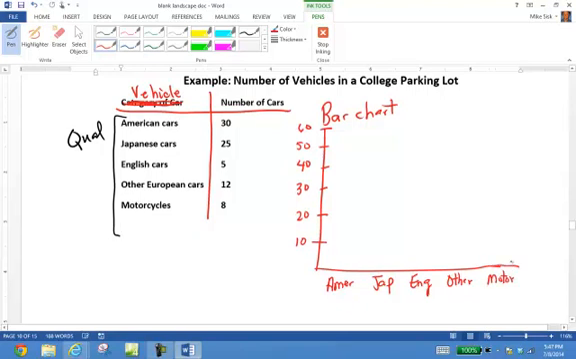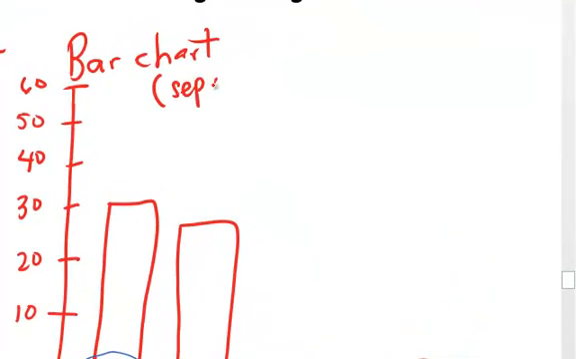Now, I want the bar for American to go up to 30, so I'm going to make a bar that actually surrounds the word American. Notice how very meticulous I am when I say this. Notice that the word American is sort of covering the bar right here. For Japanese, it's going to be 25, which is going to be right about here. Notice that my bars are separated. They are not up against each other. That makes a big difference in mathematics.